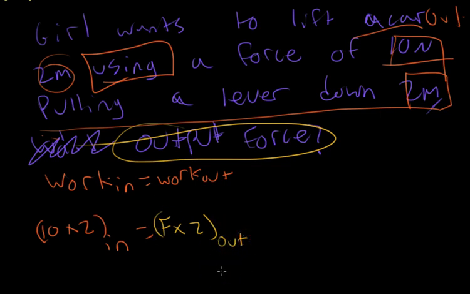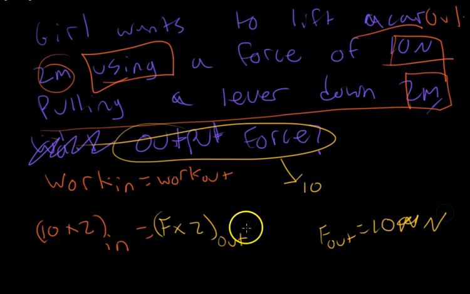Well, pretty easy, right? It couldn't get much easier than this. The output force, F out, must equal 10 newtons, just simply because 20 must equal 20, right? Not any other number. So there you go. There's machines.